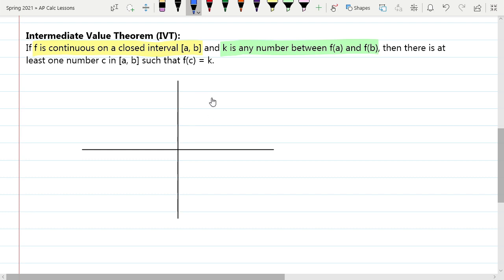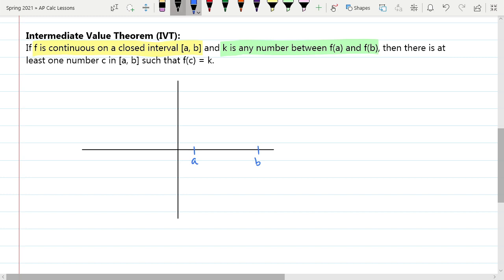So remember, closed interval, that's referring to the domain. So a and b are values of x. So let's just randomly pick a to be right here and b to be right here. Now, to say that f is continuous on that interval, again, we've got that three-part definition that you just learned in the previous lesson. But from a graphing standpoint, from an intuitive standpoint, all that it means for a function to be continuous is that you can draw it without having to lift your pencil.